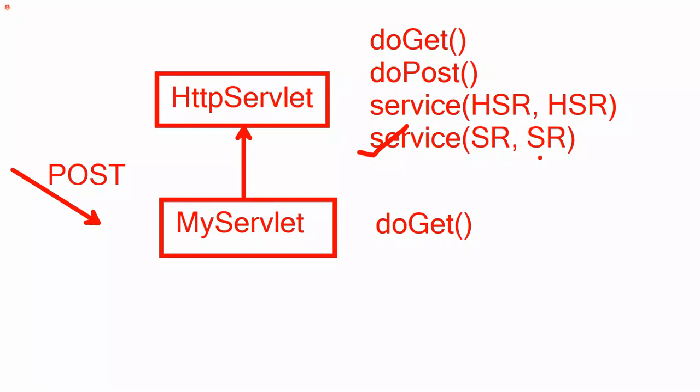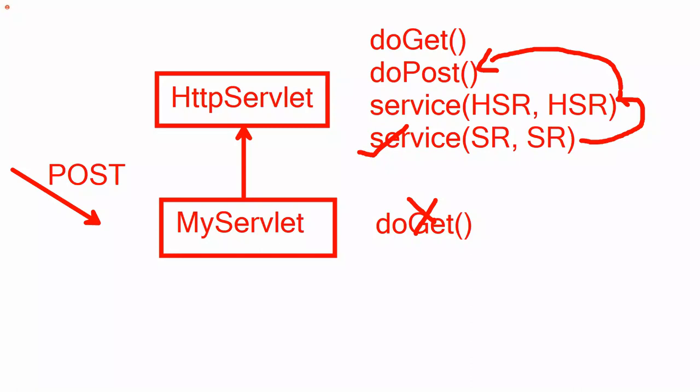What will it do? It calls the non-life cycle services. Is there one in my Servlet? No. Then what will it do? HTTP Servlet's is called. This will check the request type: post or not. Which type of request came? Then what will it do? doPost. Which doPost? HTTP Servlet's, because we don't have doPost. It is called. Then your program is not executed.